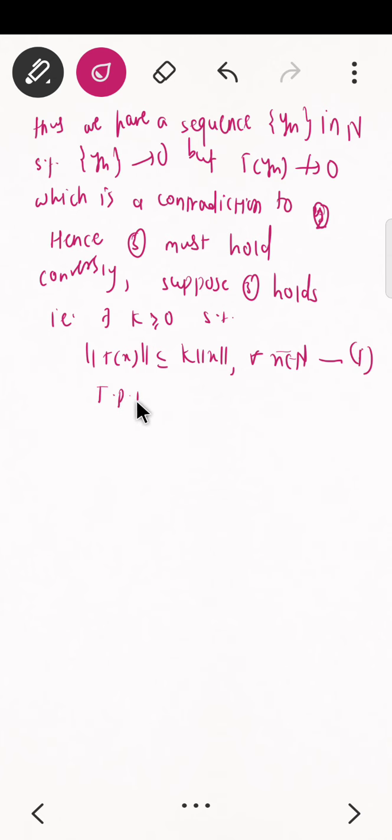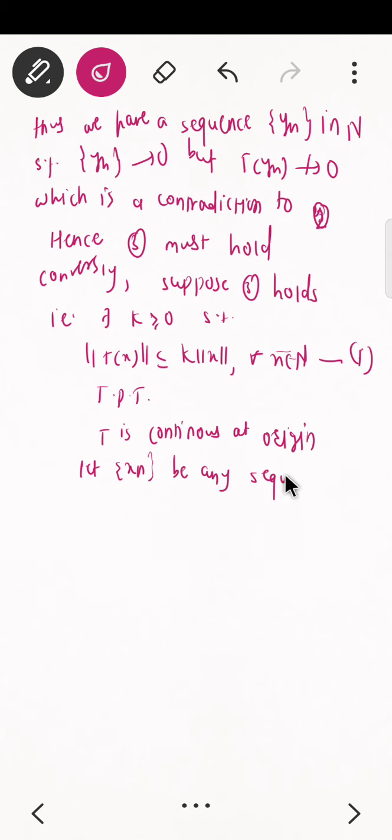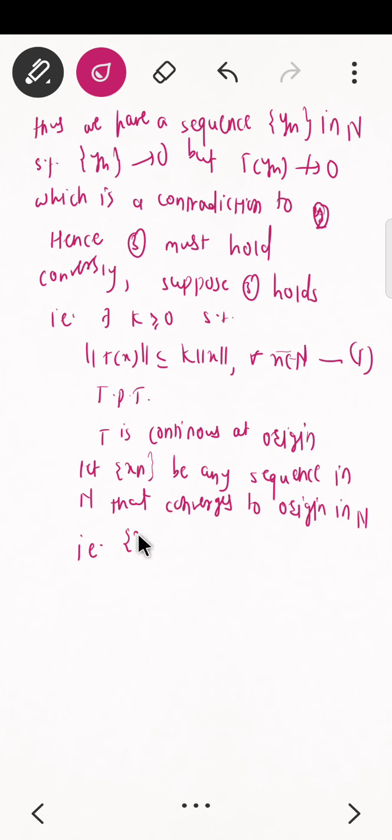Our target is to prove that T is continuous at the origin. So suppose that x_n is any arbitrary sequence in N that converges to the origin, that is, x_n converges to 0.